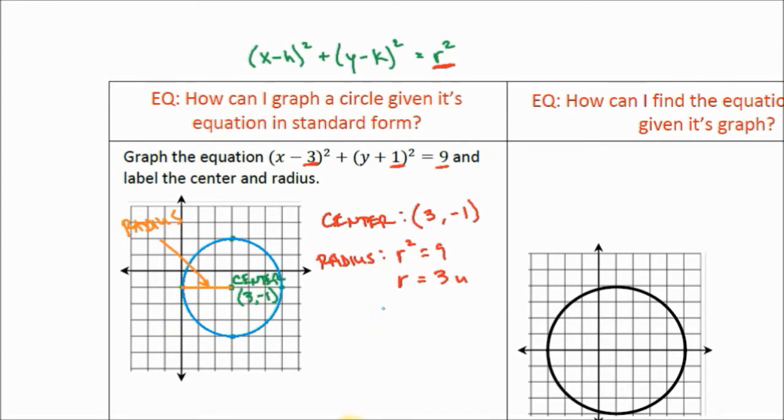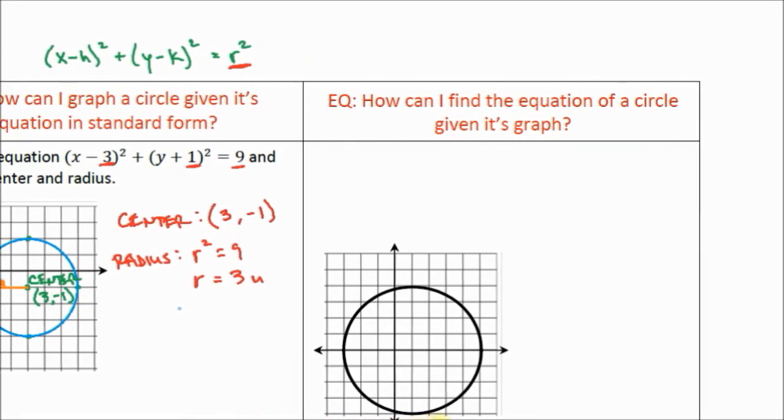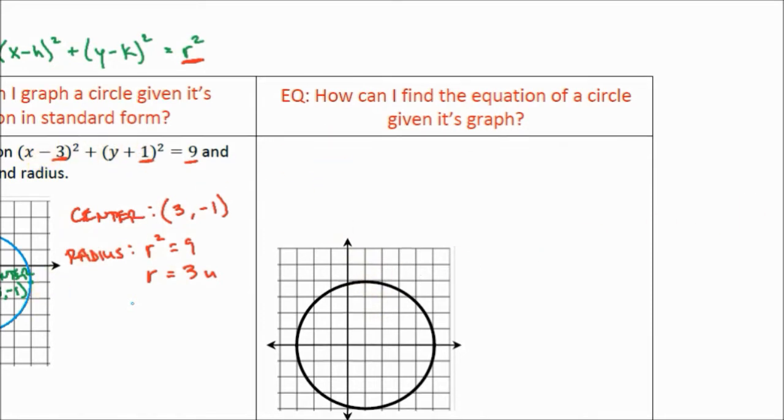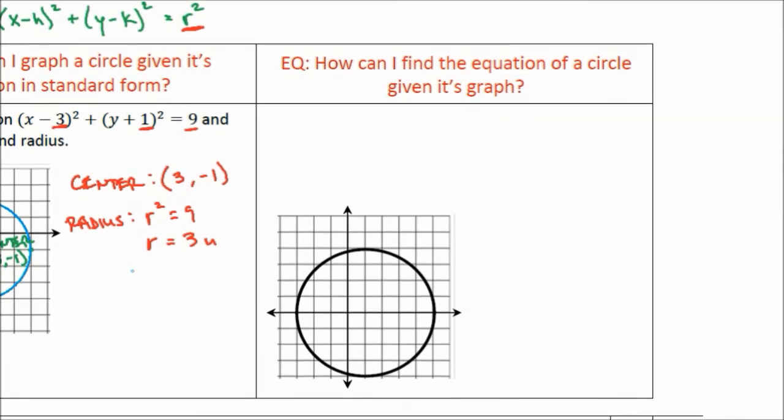All right, second one. Essential question for this one. How can I find the equation of a circle given its graph? So in the last one we were given the equation and we were asked to graph it. Now we're given a graph and we're asked to find the equation.